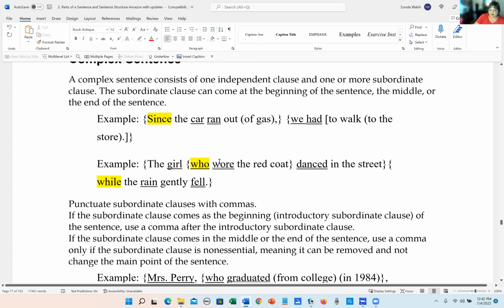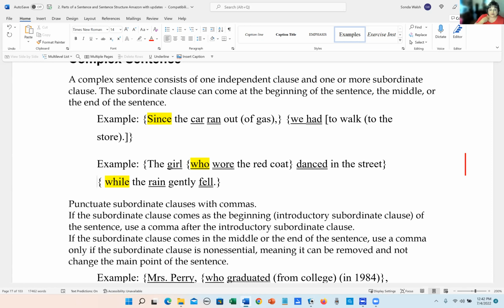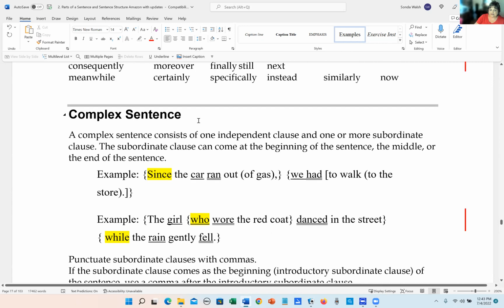Here's another example. The girl who wore the red coat danced in the street while the rain gently fell. Now look at this one. This one has two subordinate clauses and one independent clause. And you could really have 767 subordinate clauses and one independent clause, and it would still be considered a complex sentence, technically. So what makes up the sentence structure is how many clauses you have of each type. So a complex sentence is the first one that has the subordinate clause.